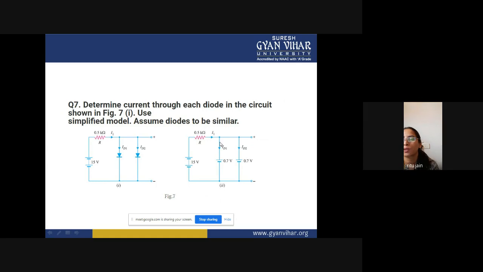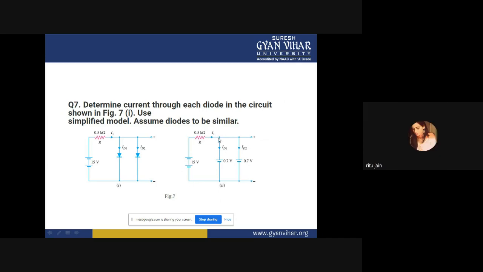First we simplify this circuit. The voltage across each diode is 0.7 volt. Now you have to find the currents ID1 and ID2. These two branches are in parallel, so the voltage across these branches is the same, and the total current is I1.